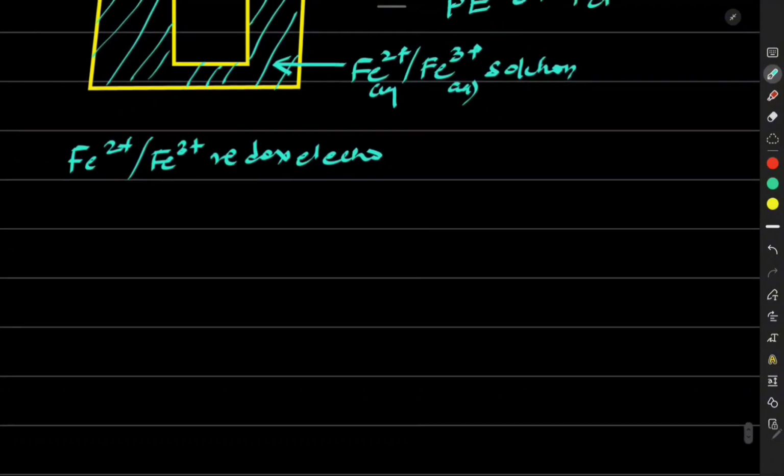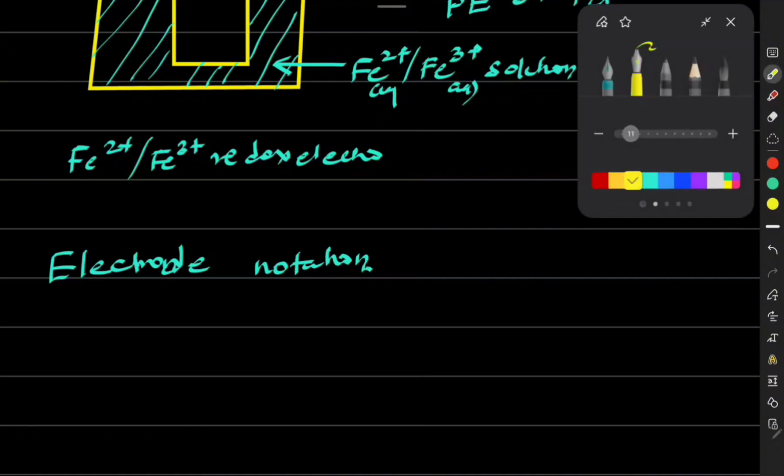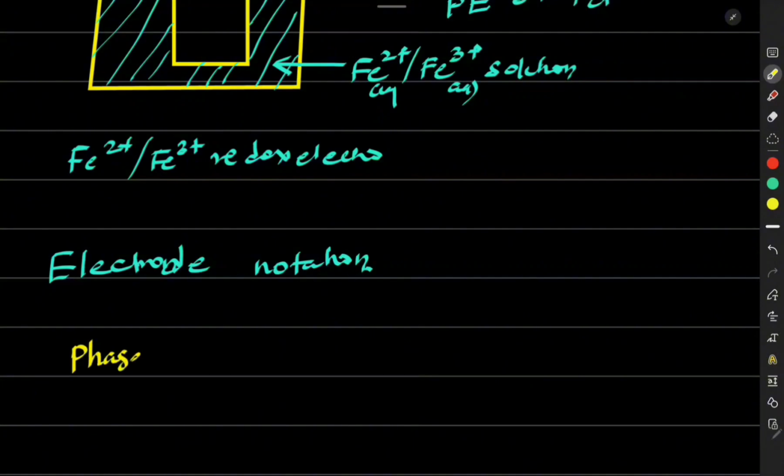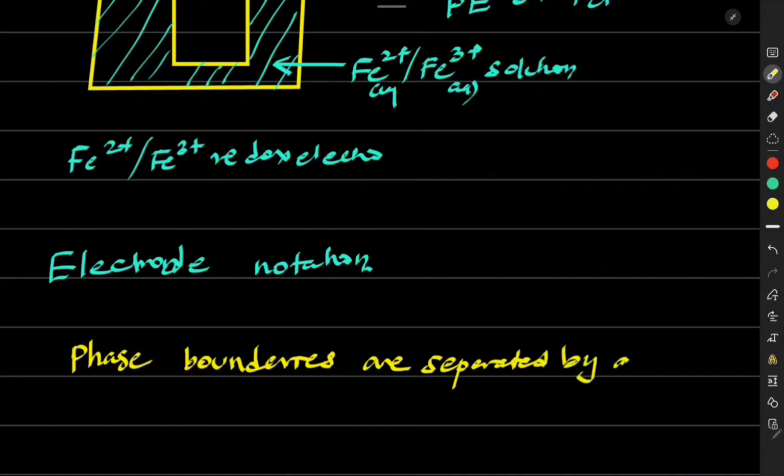Okay, now let's write the notation. There are a few rules in electrode notation. The first rule is that phase boundaries are separated by a vertical line.